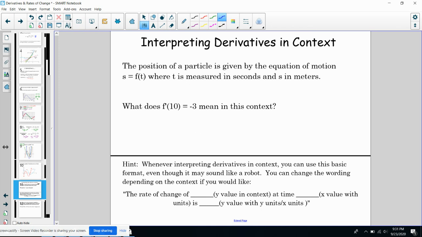If we're trying to interpret this, the first thing we have to find is the y value in context. What does y stand for in this problem? The y value is the position. The position is S equals F of t, so that's our y value, and in context it stands for the position. So the rate of change of position at time, the x value with units. The x value is what we're interpreting here, so the x value is 10, and the units for the x value are seconds.